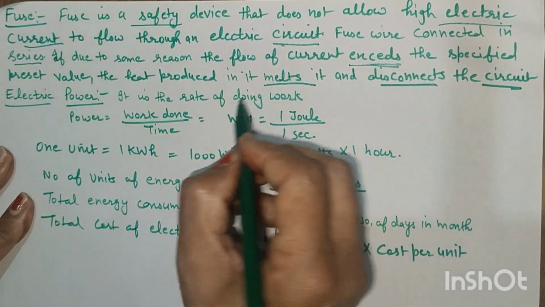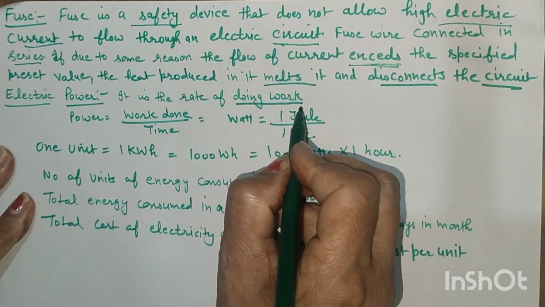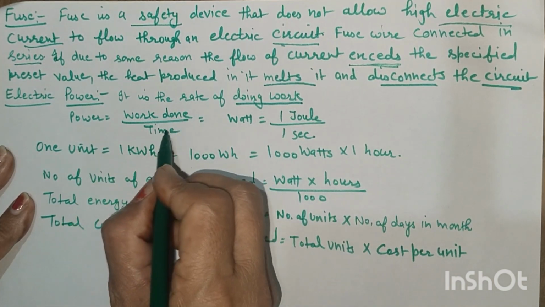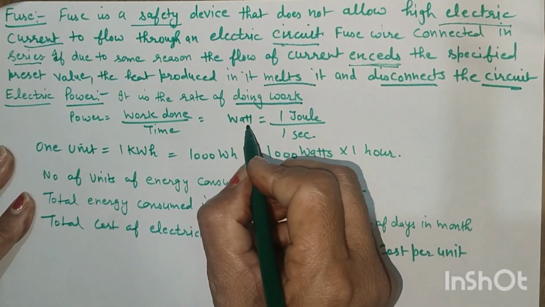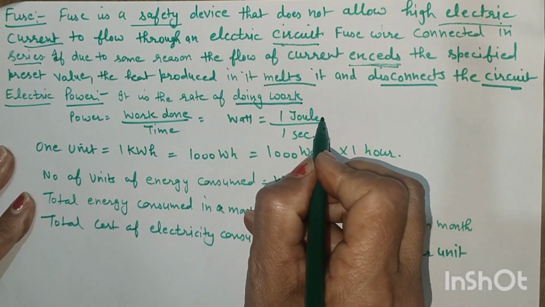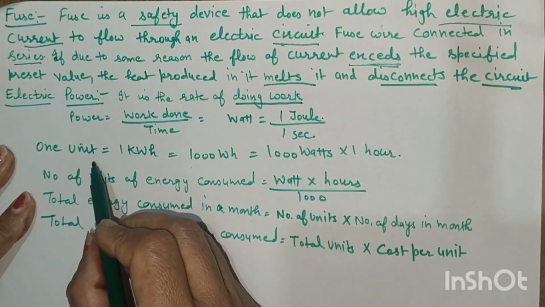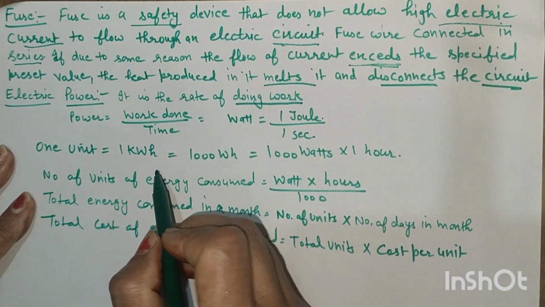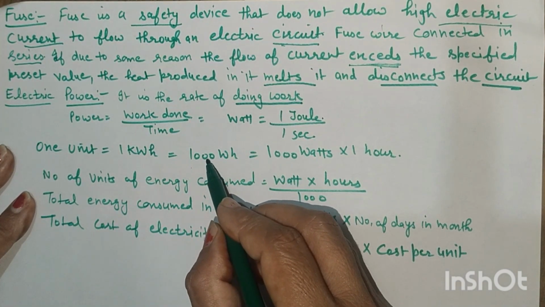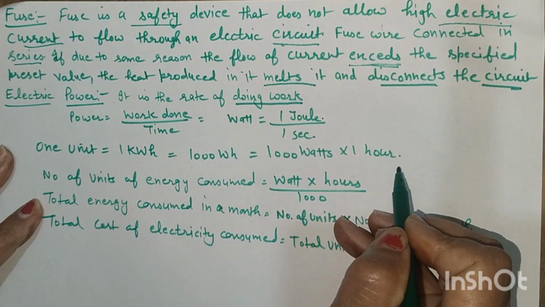Electric power is the rate of doing work. Power is equal to work done divided by time. Its SI unit is watt, where work done is measured in joule and time in second. Now 1 unit is equal to 1 kilowatt hour. 1 kilowatt is equal to 1000 watt, so 1 kilowatt hour is 1000 watt into 1 hour.